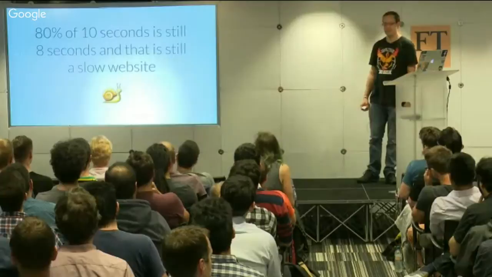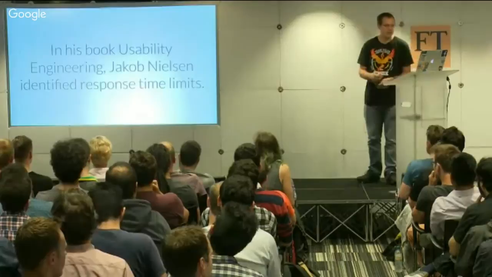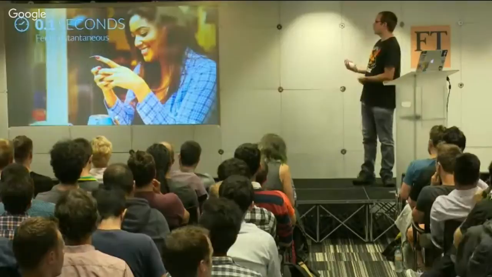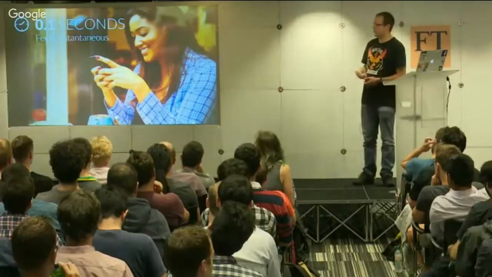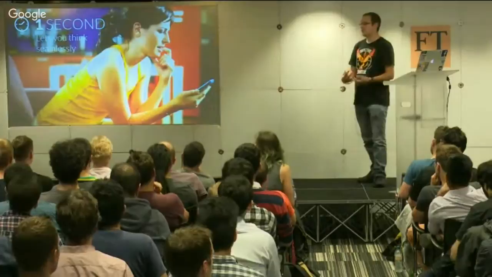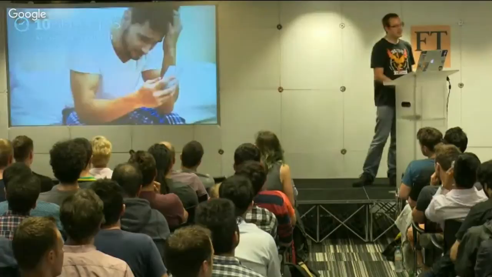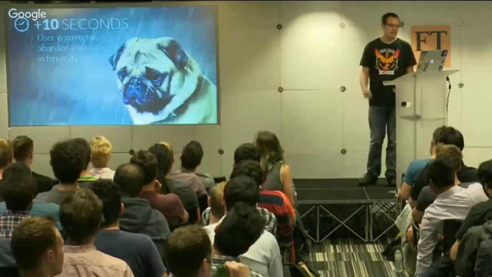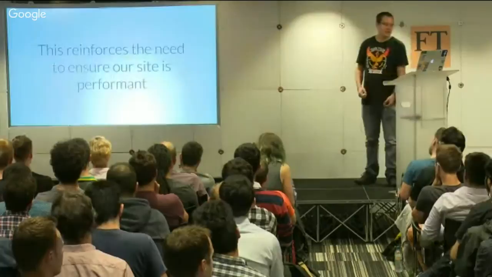So in his book, Usability Engineering, Jakob Nielsen identified response time limits. What he said was an interaction that takes 0.1 seconds feels instantaneous. You can't tell the difference. Then when you get to 1 second, it feels seamless, like a really seamless interaction. But by the time you reach 10 seconds, you're starting to lose their attention. You've got 10 seconds, you've got a sad dog picture because the user is going to abandon your site. So this reinforces the need to ensure our site is performant.